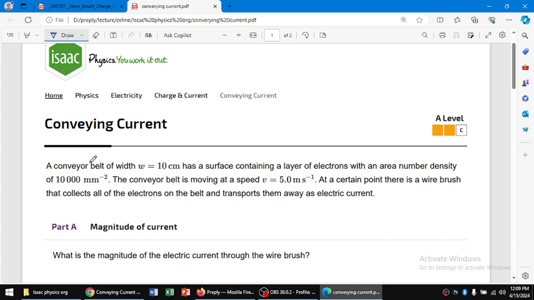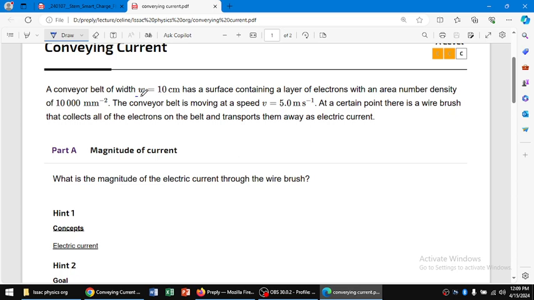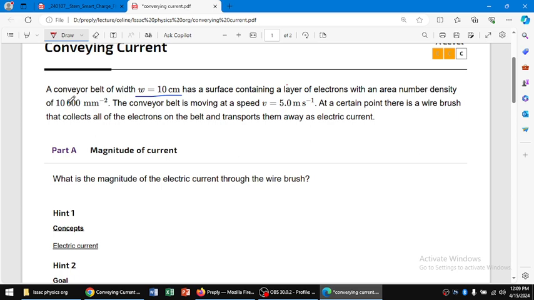Okay, so we have a conveyor belt of width 10 centimeter, has a surface containing electrons with the number density that is 10,000. So the total number of charges is 10,000 per millimeter square. The conveyor belt is moving with the speed of 5 meter per second.